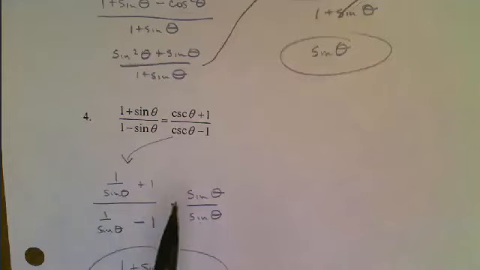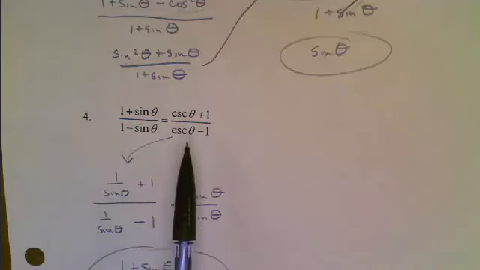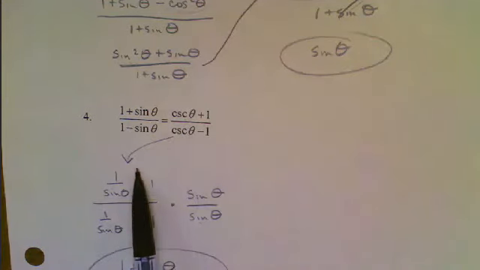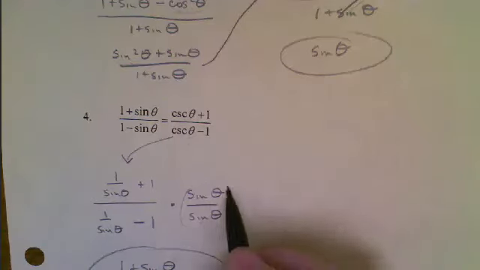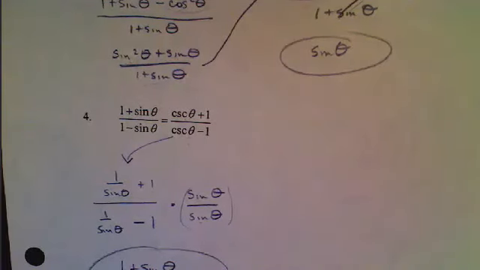So, when you're trying to decide which side to start with, if you can't do anything with this side, then ask yourself, what can I do to start with the other side? So we put it in terms of sine. Then anytime you have a complex fraction, you always want to get rid of that complex fraction. So just multiply by some form of 1. We just multiply by sine over sine, and we were left with what we wanted.